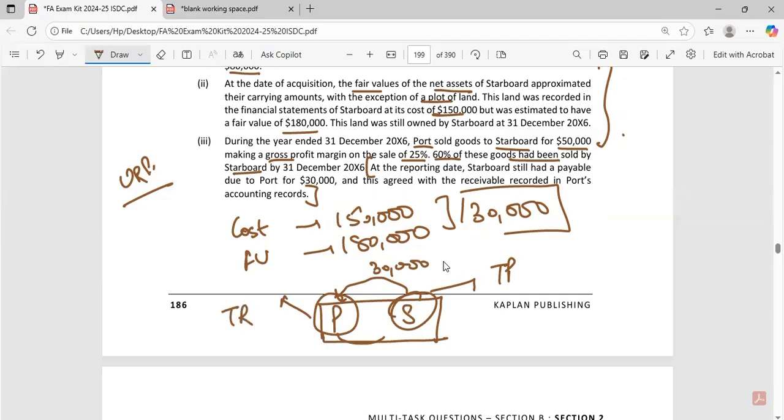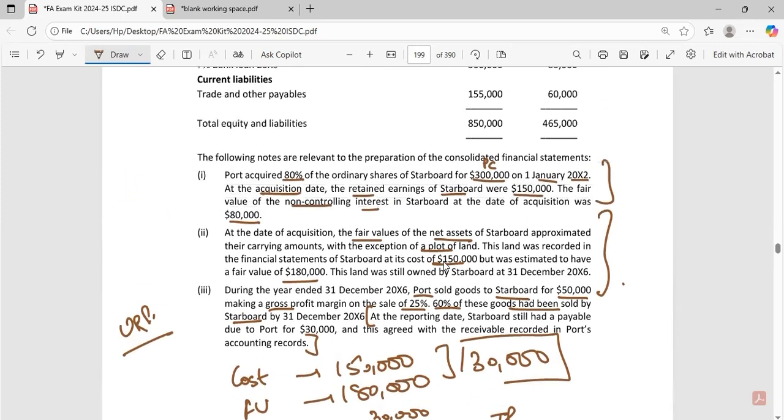But from the point of view of a group, this is one company only. Both these companies P and S are one only. So it means that we are just transferring from one pocket to another pocket. It will not make any difference, so that's why we have to eliminate this. Okay, it is just a transfer from one pocket to another pocket, so that's why we are going to eliminate it. Okay, so from your trade receivables, deduct this 30,000.